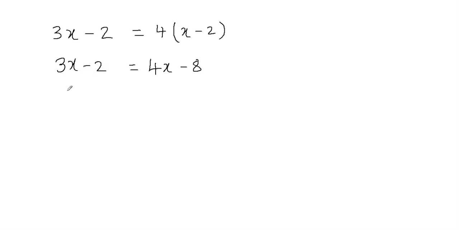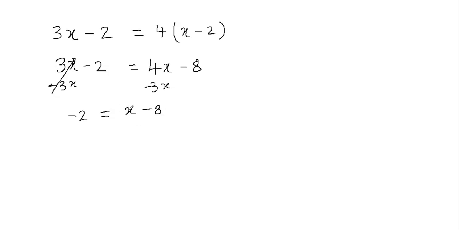To eliminate 3x, we just need to subtract 3x on both sides, right? Because when solving equations, whatever we do to one side, we do to the other side to balance the equation. Here, 3x minus 3x will be 0, so that's gone. I can just cancel this out, and I have negative 2 left on the left-hand side. On the right-hand side, 4x take away 3x will be just 1x. And 1x is 1 times x, which is just equal to x. So I can put this x here, and then I have minus 8 left on the right-hand side.